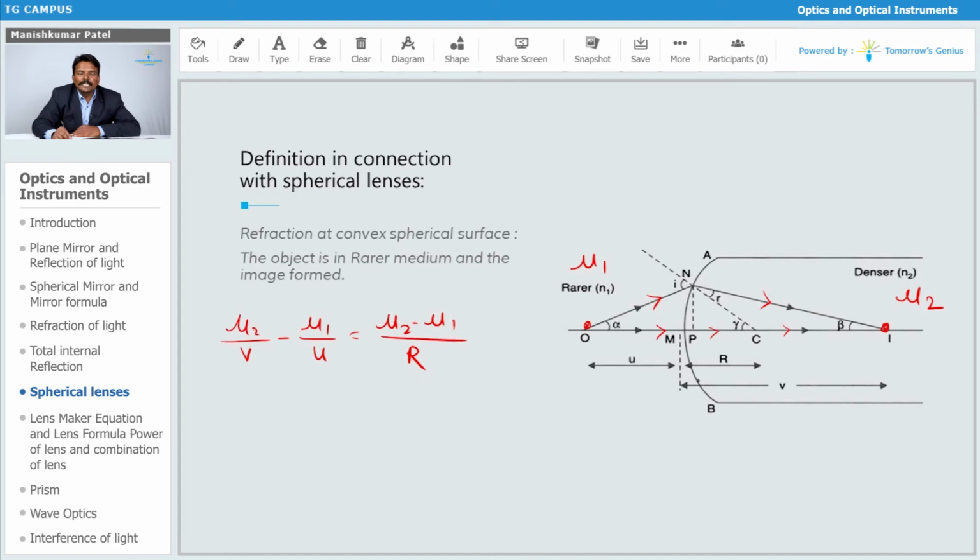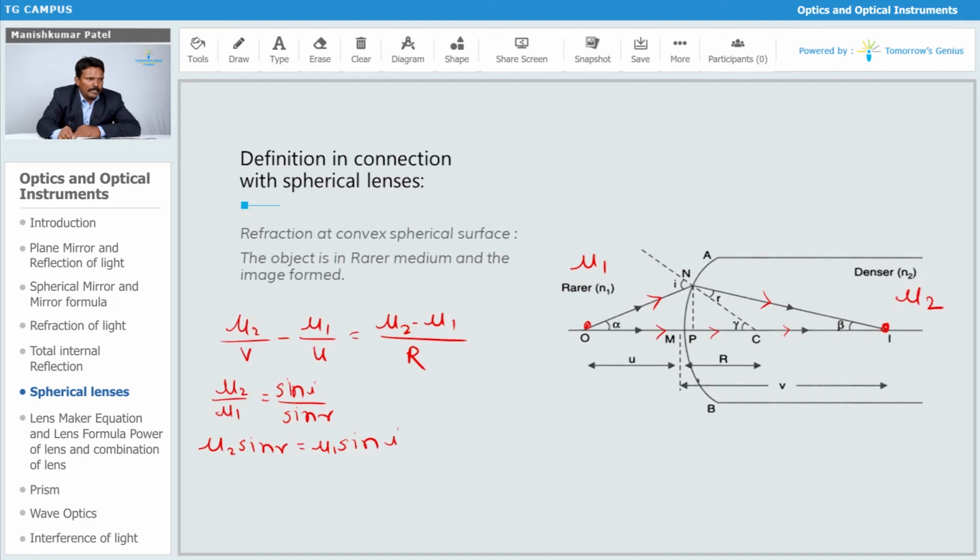Once we get these two things, the next thing you can write down is Snell's law. For this case, again we can write that mu2 upon mu1 equals sine i upon sine r. So that is mu2 sine r equals mu1 sine i. Now again you have to take the different values. So this is r plus beta.